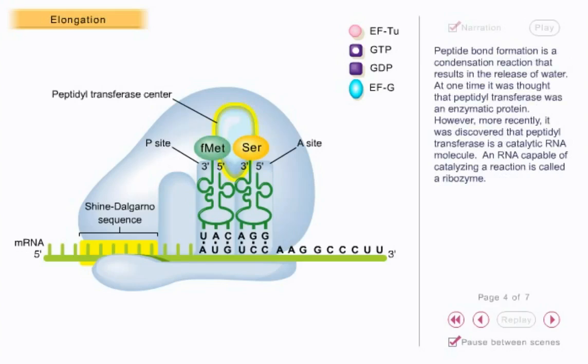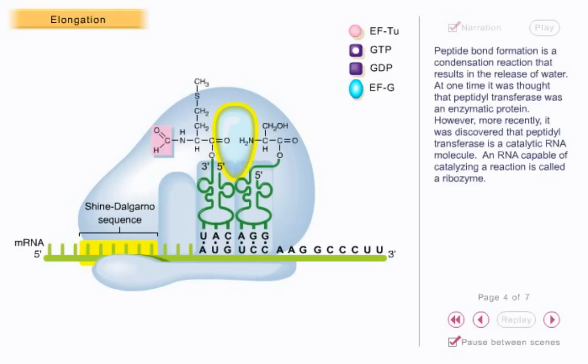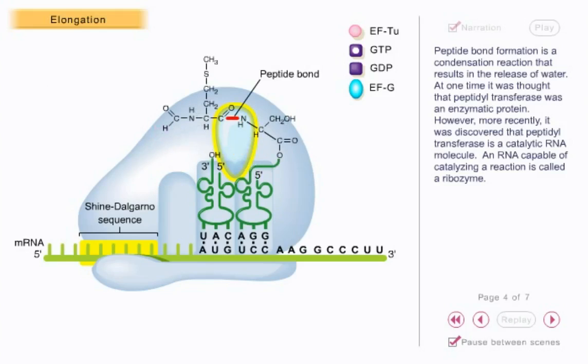At one time, it was thought that peptidyl transferase was an enzymatic protein. However, more recently, it was discovered that peptidyl transferase is a catalytic RNA molecule. An RNA capable of catalyzing a reaction is called a ribozyme.